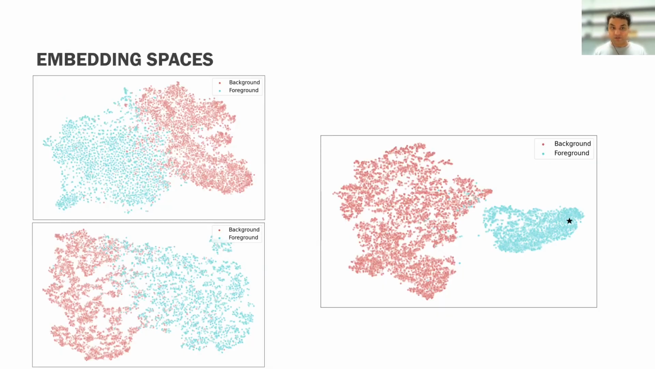Lastly here, I want to just show our embedding space. So on the left here, we have the baselines, and on the right, we have the proposed method. The black star is actually the prototype, and we can clearly see that our method produces a more compact embedding space, which might be advantageous in some cases.